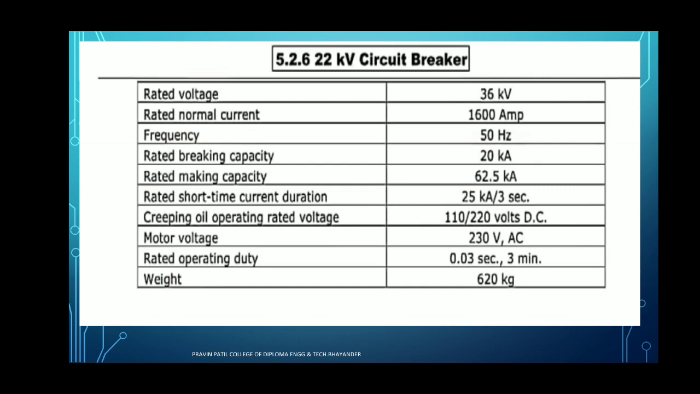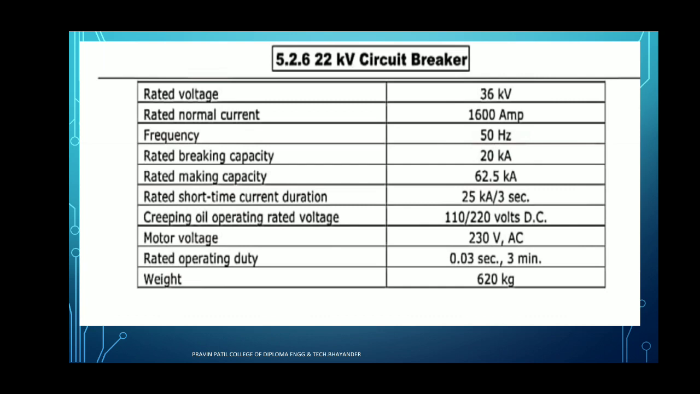Now we have to see the features of the circuit breaker. The circuit breaker requires a rated voltage of 36 kV and a rated normal current of about 1600 amperes. That current carrying capacity is required for the circuit breaker, with a frequency of 50 Hz, rated breaking capacity 20 kiloampere, rated making capacity 62.5 kiloampere, and rated short circuit current duration 25 kiloampere for 3 seconds.